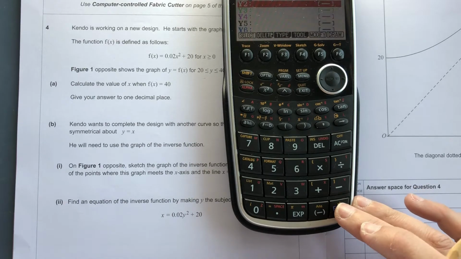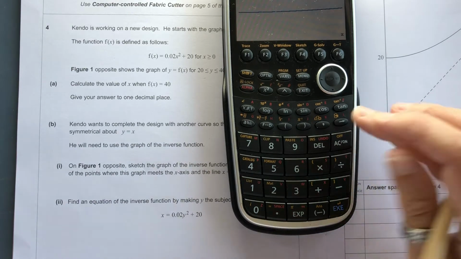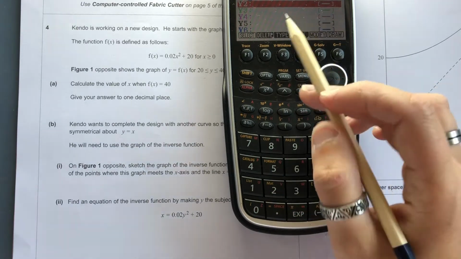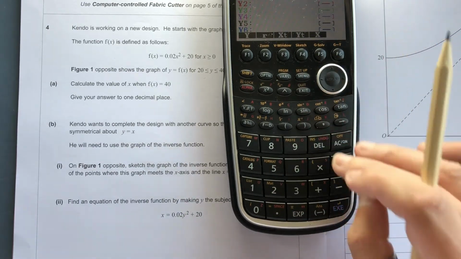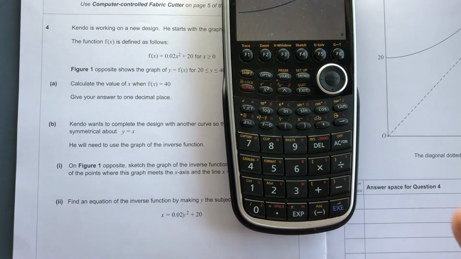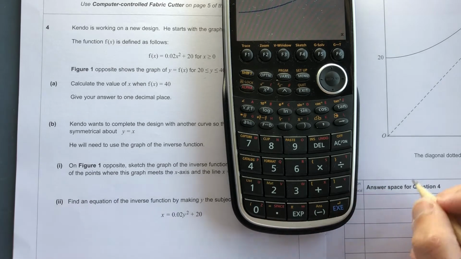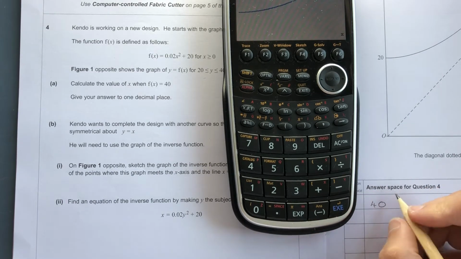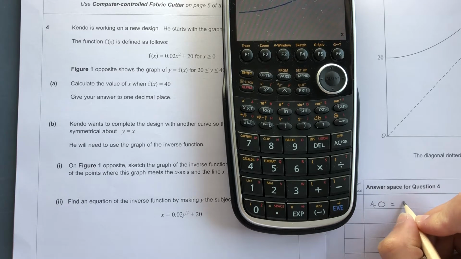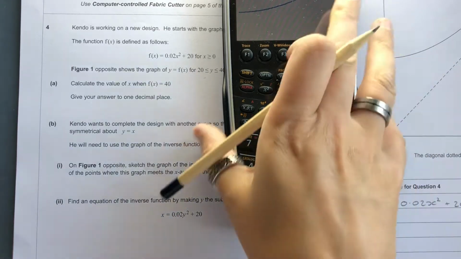And then hopefully that should look like what we're expecting. That's because we've got an extra 0. That looks like what we're expecting. So we're looking at when f of x is 40. So 40 equals 0.02x squared plus 20.